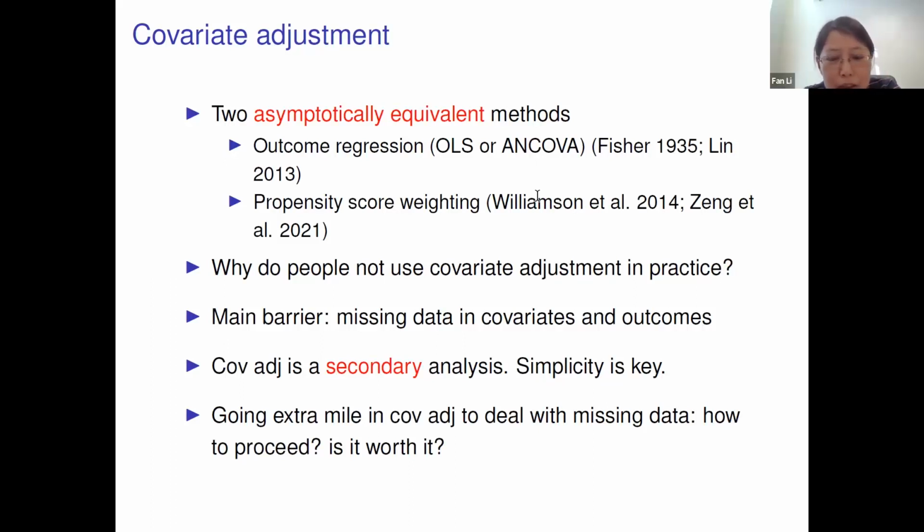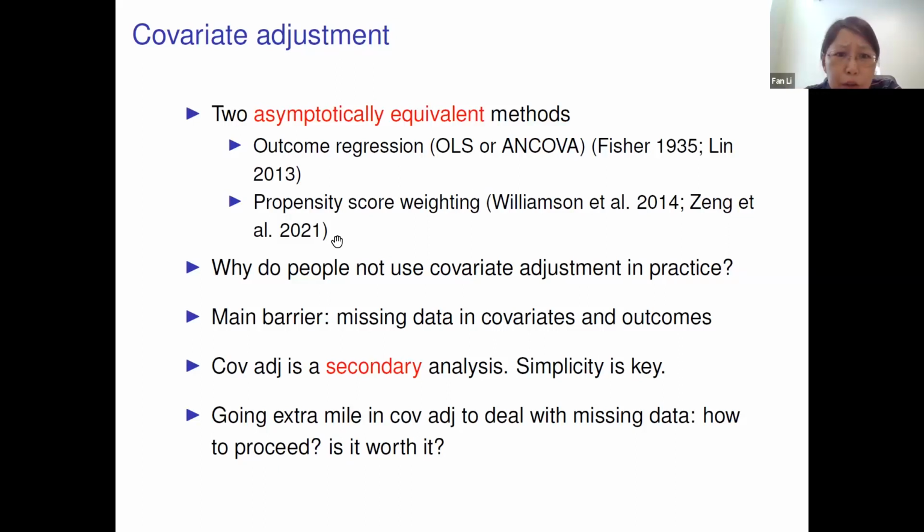So again, the story is when you have chance imbalance in important covariates, if you adjust for it, then you can gain precision. So how do you do that? Normally there are two different approaches, but they are asymptotically equivalent. The first one is called outcome regression, or OLS, or ANCOVA. And the second is propensity score weighting. Both of the methods we're going to introduce momentarily, but they're asymptotically equivalent. This all sounds good, and both methods are relatively simple.